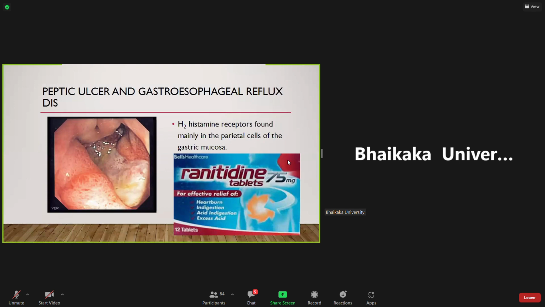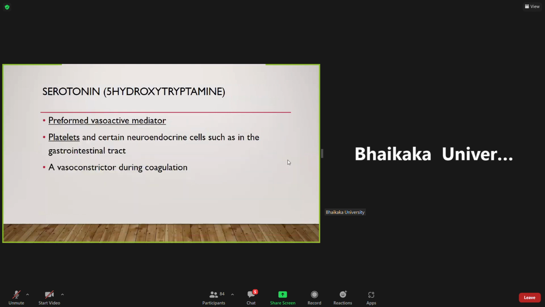So peptic ulcer happens due to increased HCl concentration within the stomach cavity. The second one is your serotonin, or you may call it hydroxytryptamine. It is a preformed vasoactive mediator, again, just like histamine. The source is platelets, and a few neuroendocrine cells, such as the ones present in your GI tract.